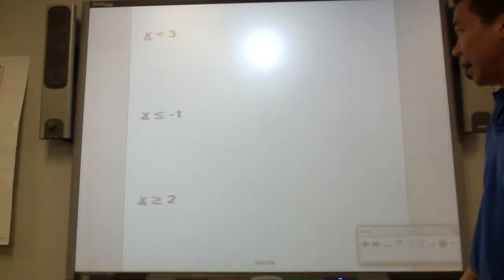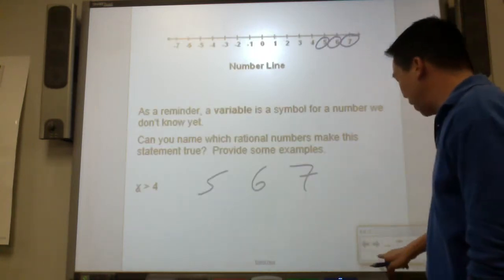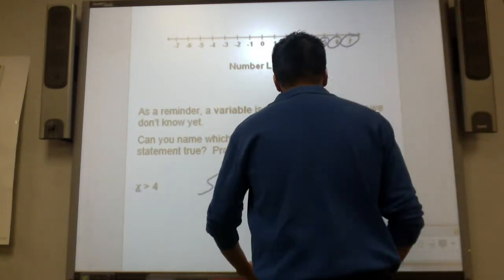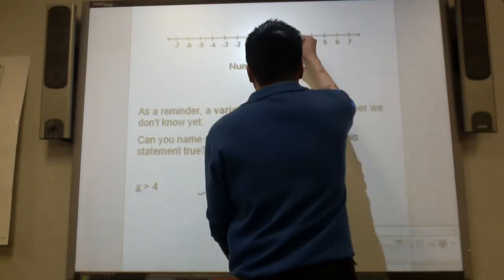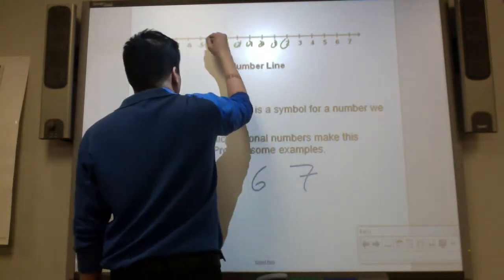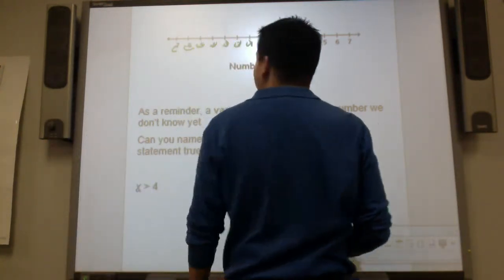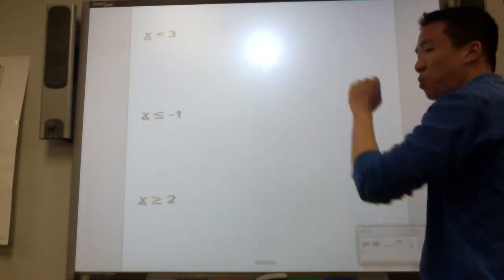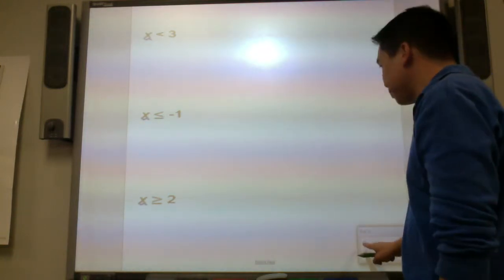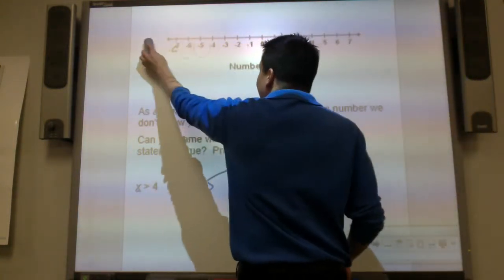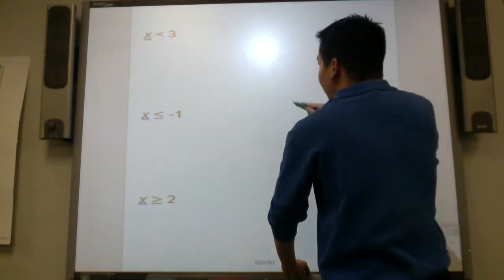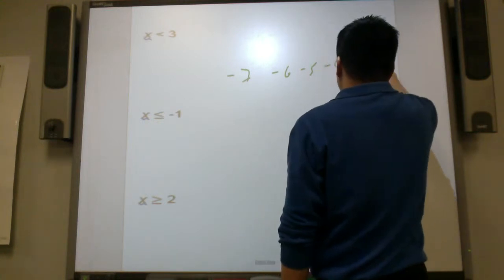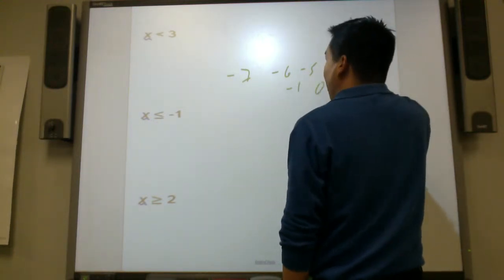Next one. On this number line, which numbers are less than 3? Well, all of these numbers are less than 3. So from negative 7 all the way to 2. Can 3 be included? No, it has to be smaller, or less than. Next one. Let's erase this. So we have negative 7, negative 6, negative 5, negative 4, negative 3, negative 2, negative 1, 0, 1, and 2.